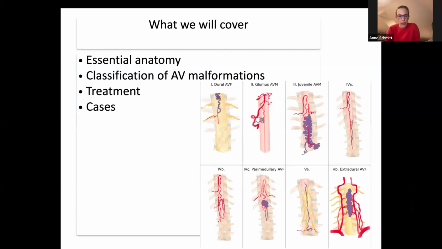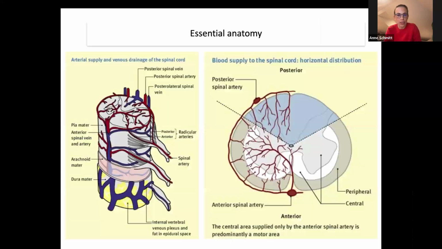So what I was planning on covering is the essential anatomy, classifications of AV malformations, which you can probably skip, and then looking at treatments and at a few cases. So essential anatomy, we've just discussed it already. You got the ASA, which is a single vessel anterior to your spinal cord. Posterior spinal arteries are paired. They receive contributions at segmental levels. The largest one of those is usually located within your mid to low thoracic spine, and that's the artery of Adamkiewicz.